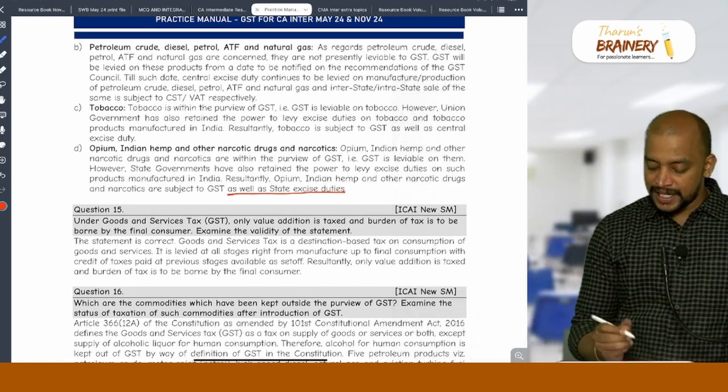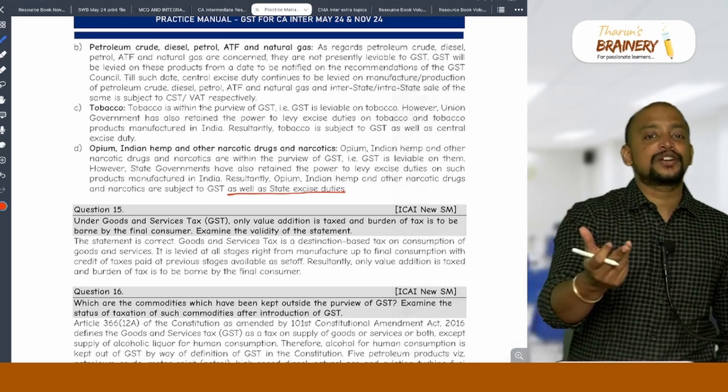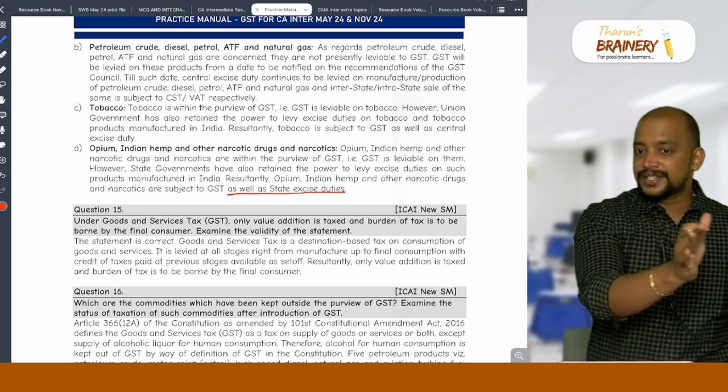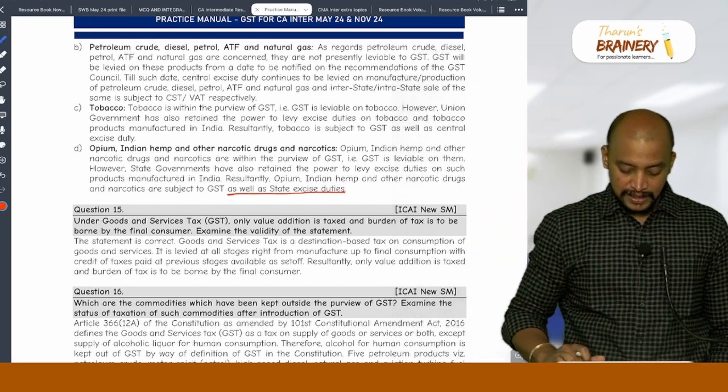These are subject to GST, that we know. Even state excise duty is also payable, because state excise duty did not get subsumed in GST, na? It is outside the ambit of GST. Only central excise duty got subsumed into GST.